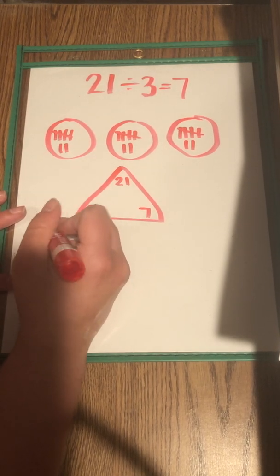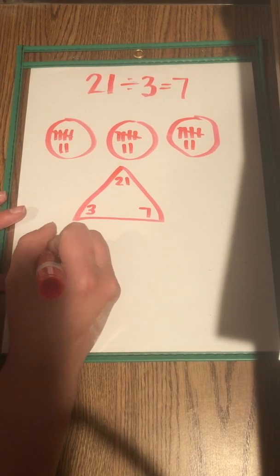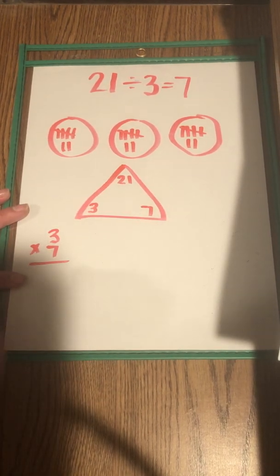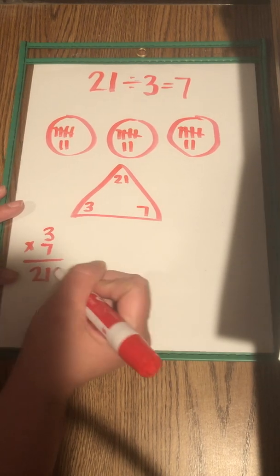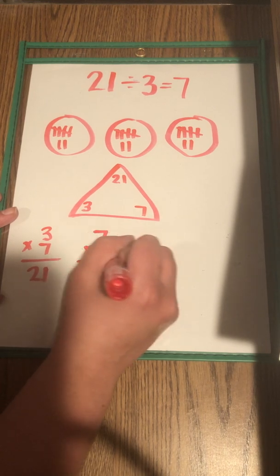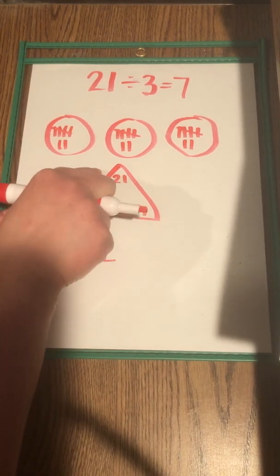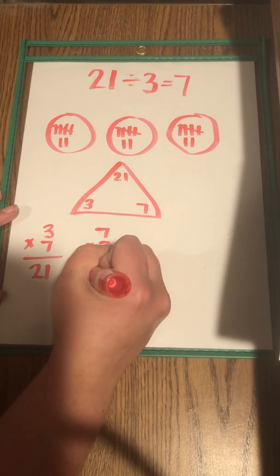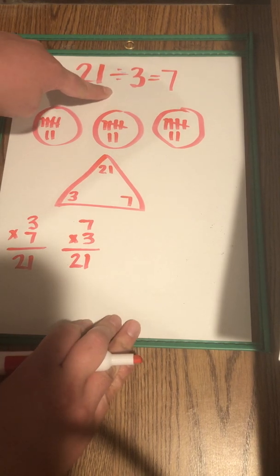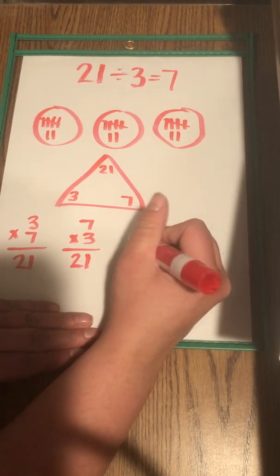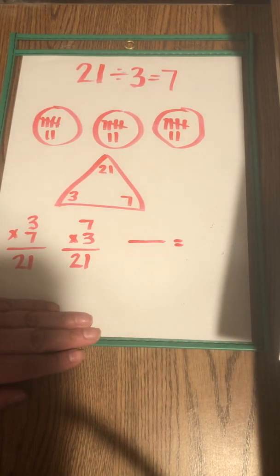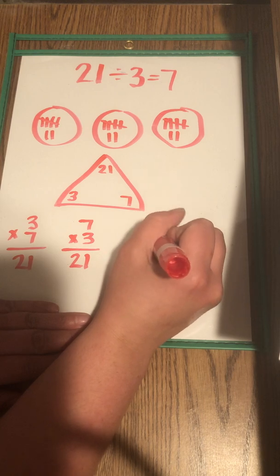So I'm going to start with multiplication. 3 times 7. 3 times 7, what does that equal? 21. Okay, and 7 times 3. 7 times 3, what does that equal? 21. Now I'm going to do division. Now we already did the division sign, so I'm going to do the division line here. And what number has to go on top? The number I'm breaking down, so that'd be 21.